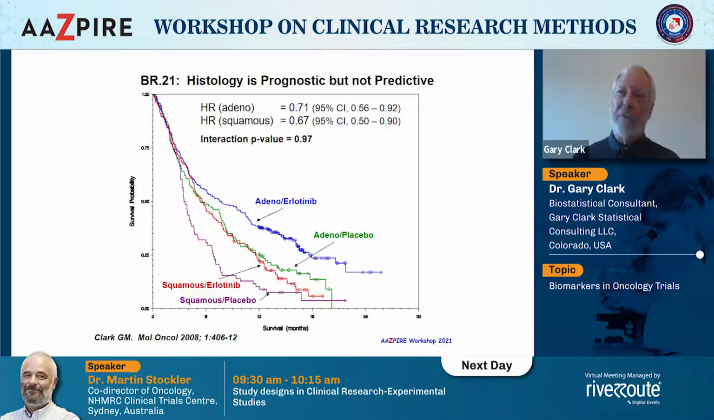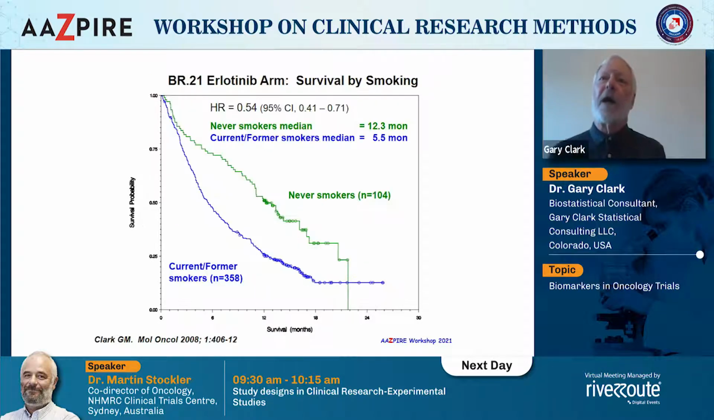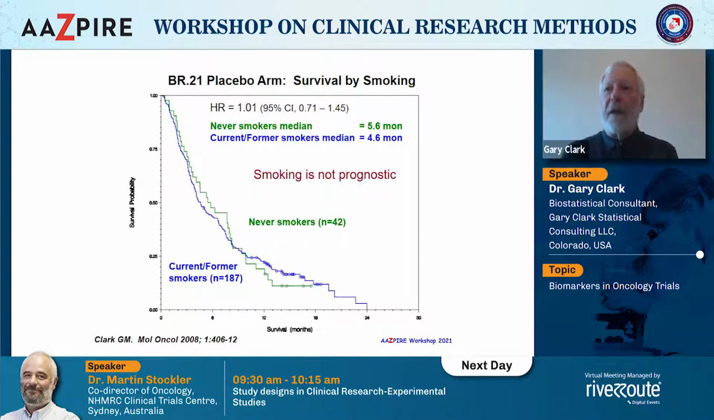Can we go 3 for 3? The other factor that we talked about was smoking. So here is the erlotinib arm. Never smokers have a much better outcome than current or former smokers. What do you think is going to happen in the placebo group? Well, you might be a little surprised because in this study, smoking was not prognostic. If you treat the patients with placebo, the never smokers had pretty much the same outcome as current or former smokers. Now you might ask, well, why?